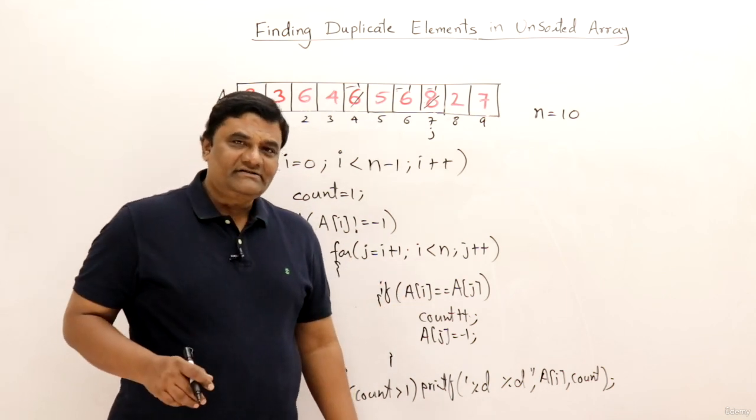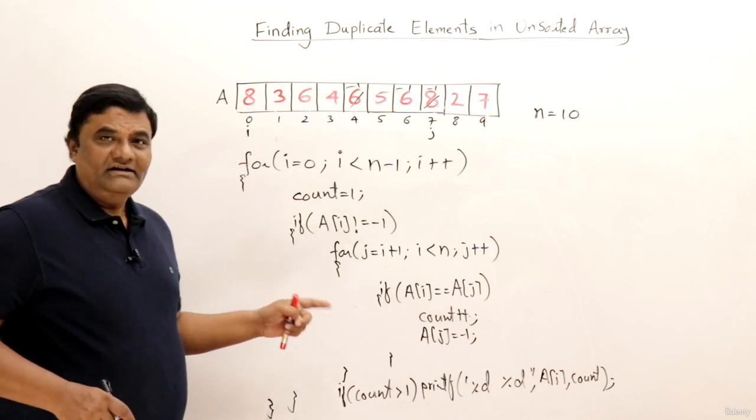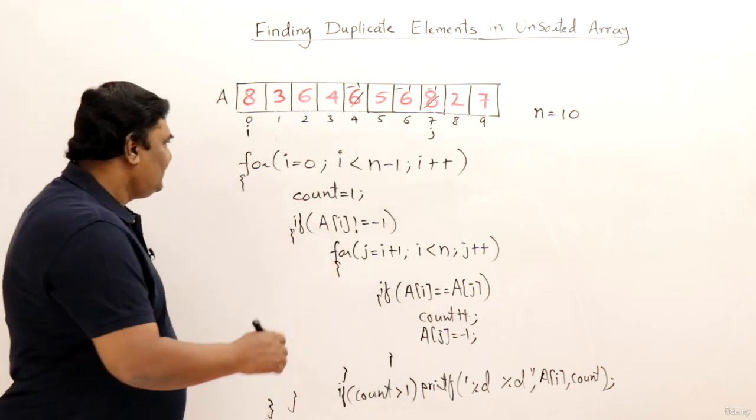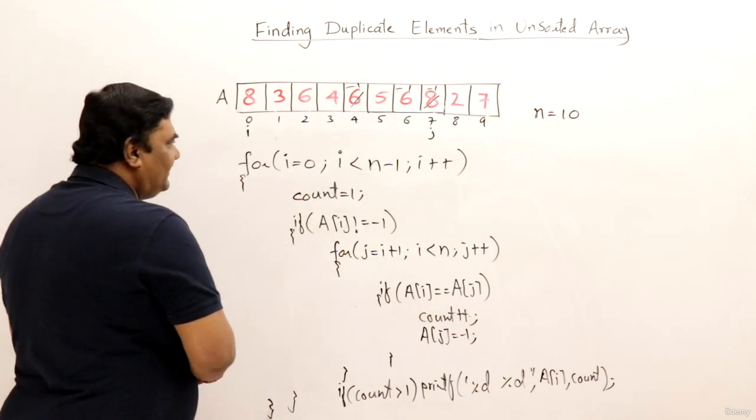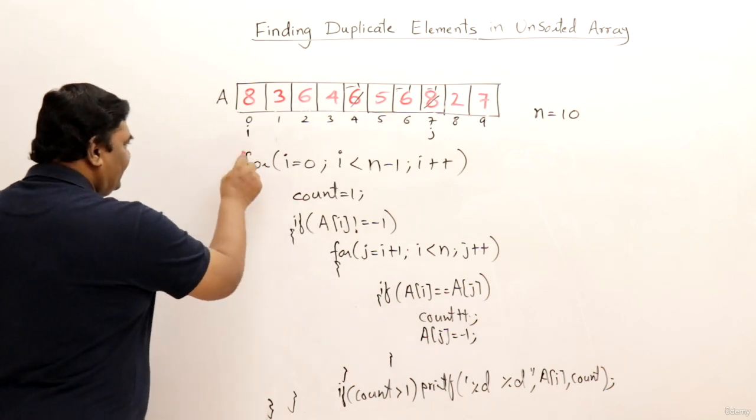Already we have done the analysis. Now let us look at the code and do the analysis. See, from the code, this loop is repeating for n minus 1 times, so almost n times.